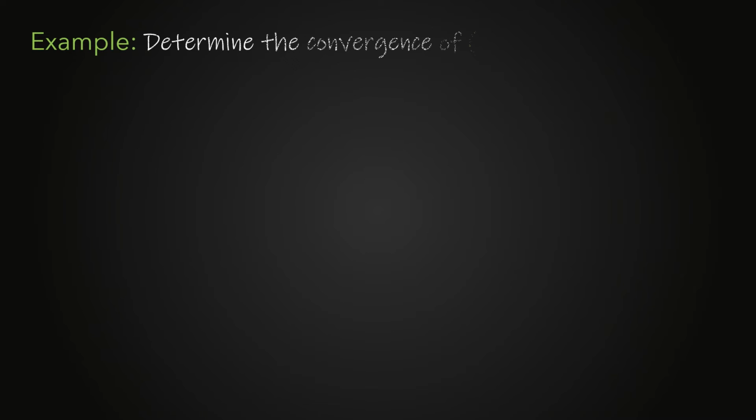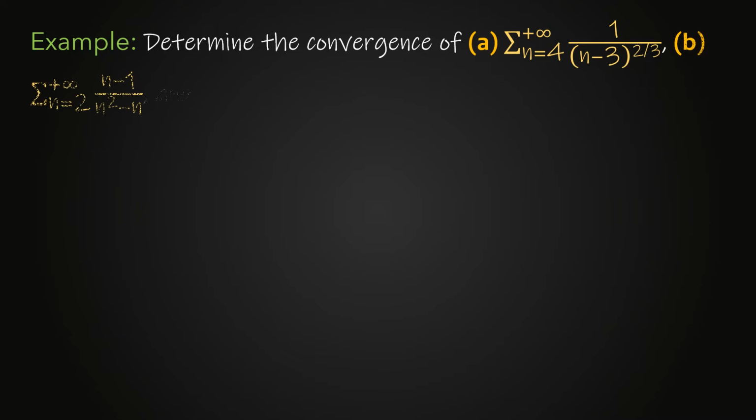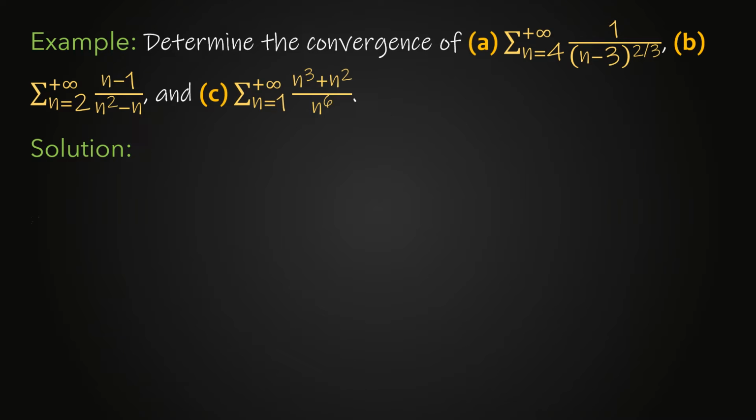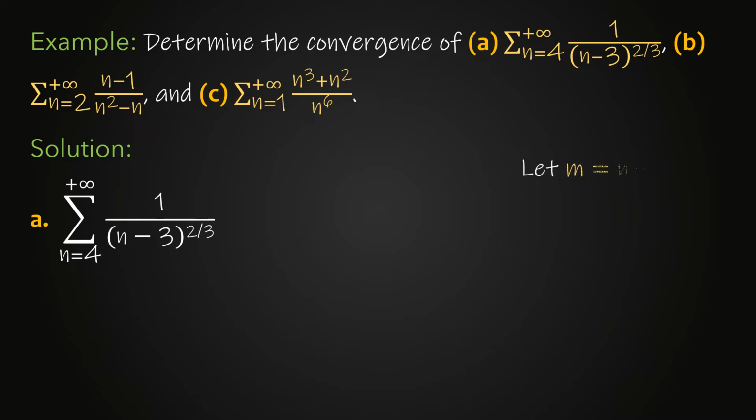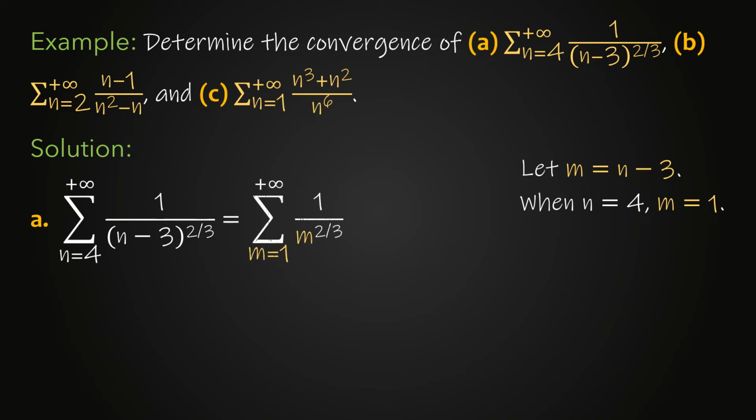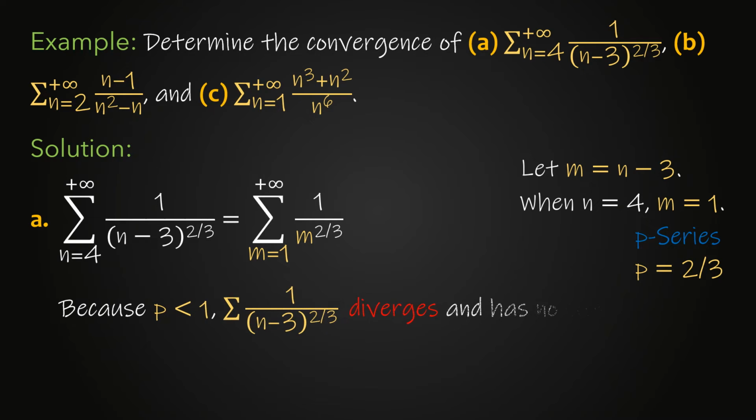Example. Determine the convergence of the following series. Solution. A. Write the series as a p-series. Let m equals n-3. When n equals 4, m is equal to 1. The series is now a p-series with p equals 2 over 3. Because p is less than 1, the p-series diverges and has no sum.